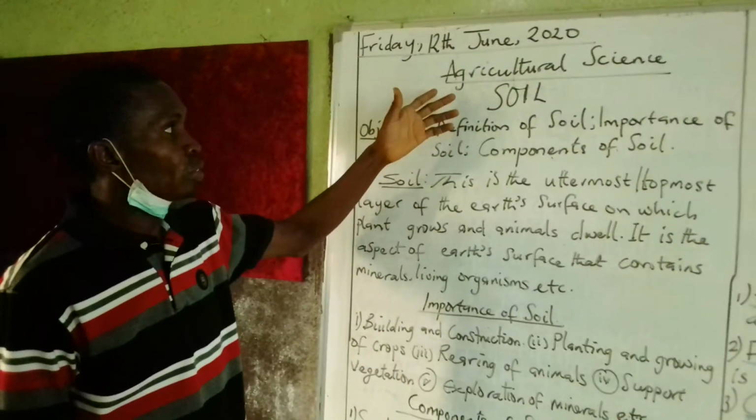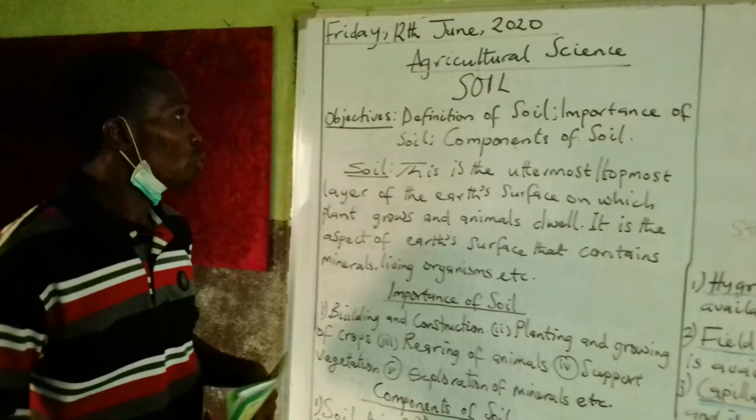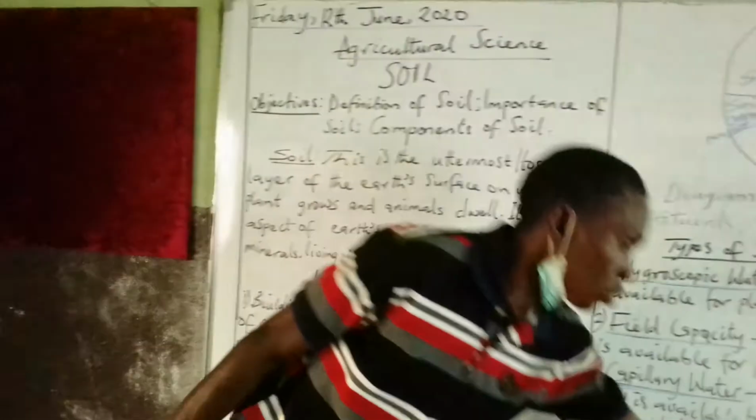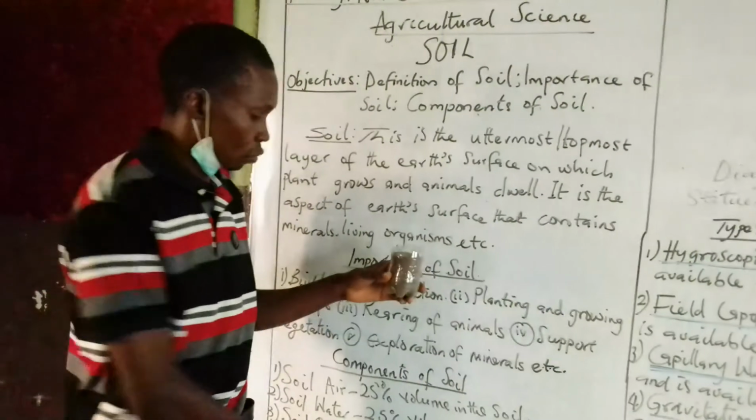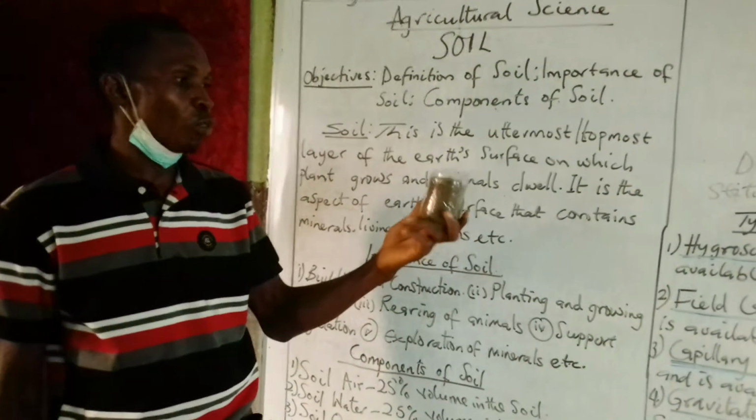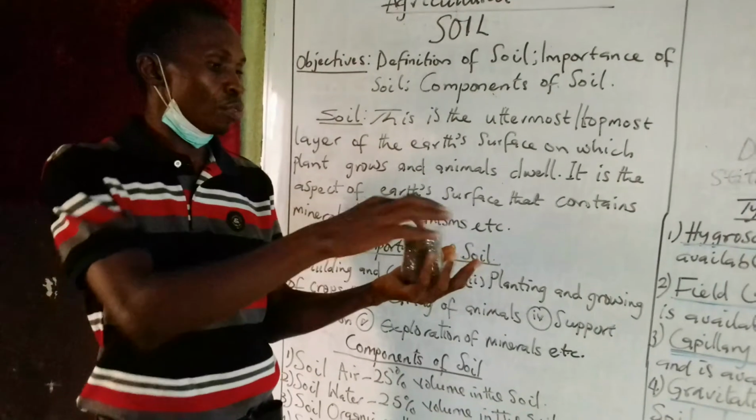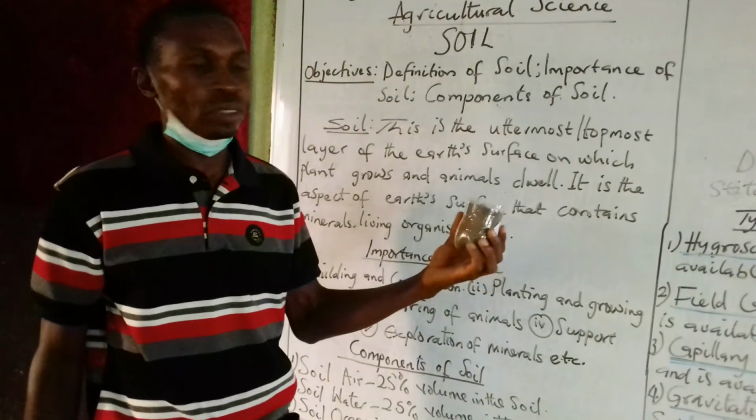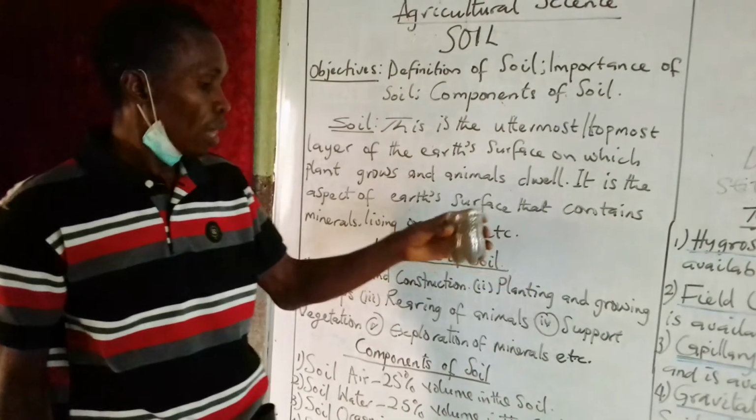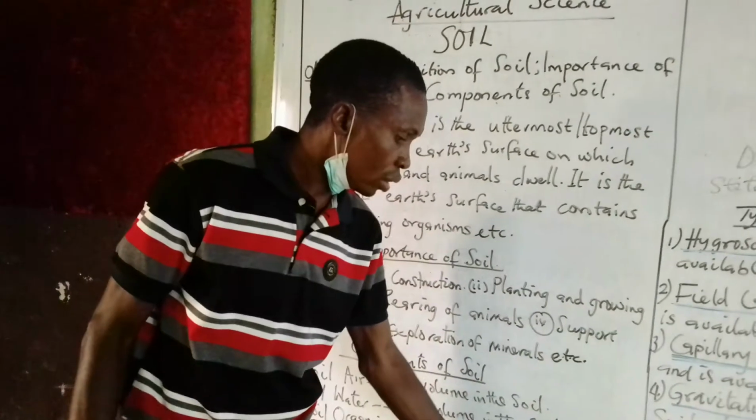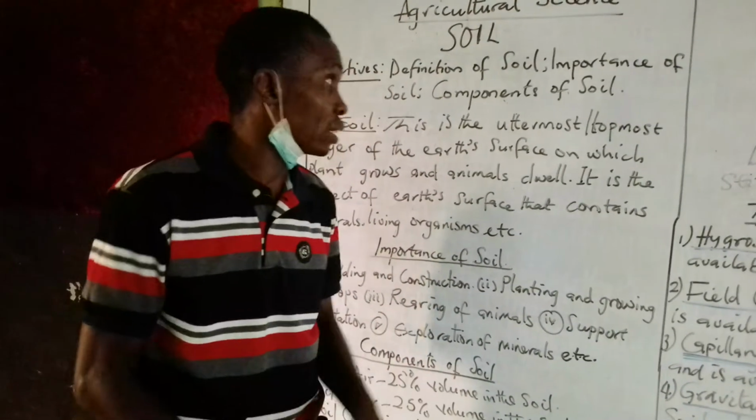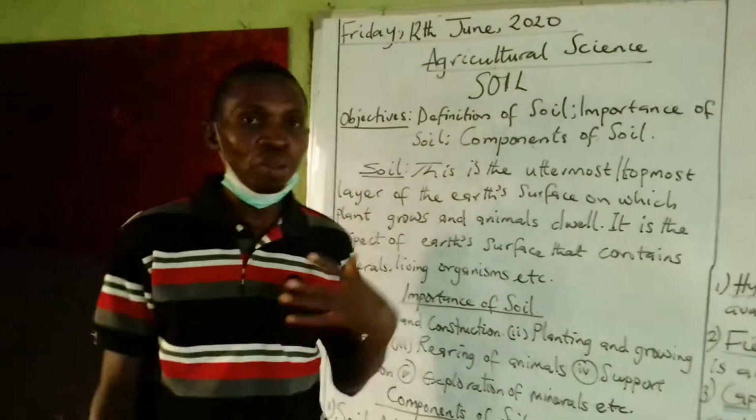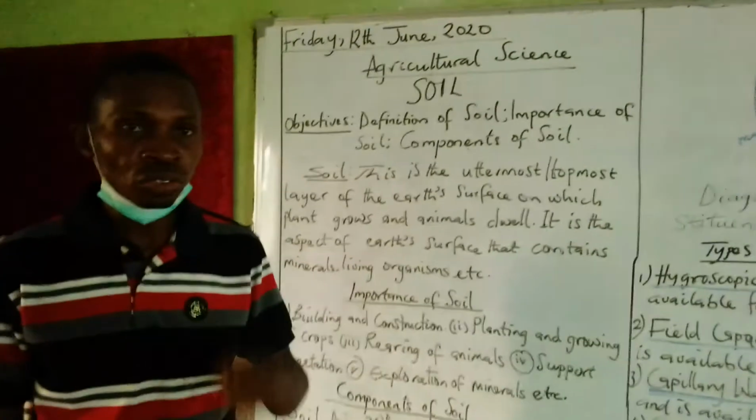We had a topic before us titled soil. Soil is very important to us, and I believe each and every one of us knows what soil is all about. I have a sample of soil here, derived from what? Rocks, just as we discussed on Wednesday. Now, what is soil? Soil is the topmost part of the earth surface on which plants grow and the animal world dwells.